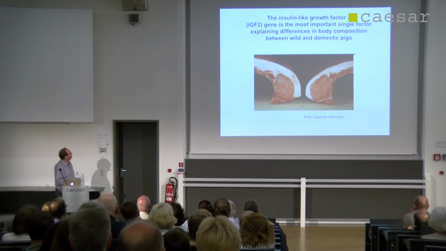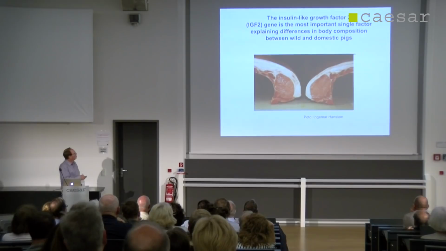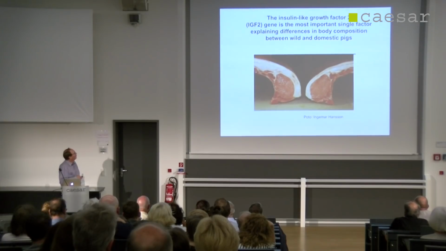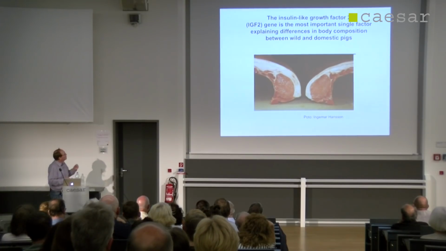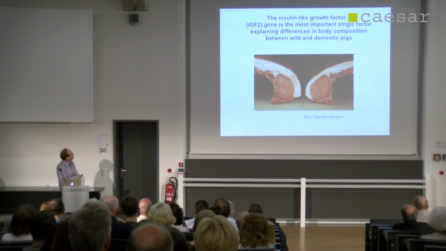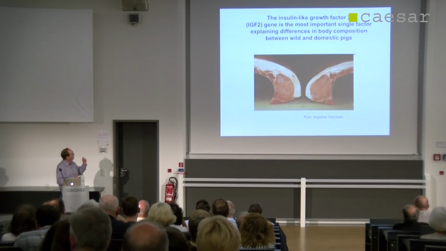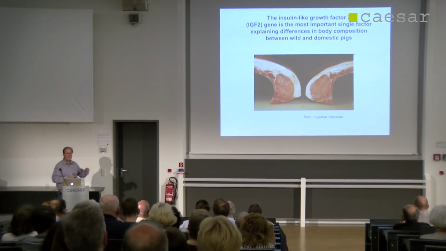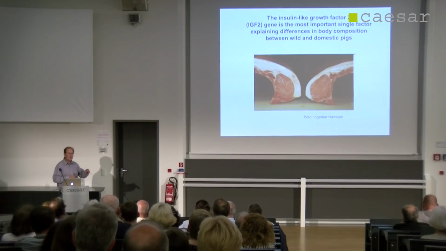So this is what has happened. If you take these pork chops from 1900 to today, you will see that this fat layer becomes thinner and thinner, and it becomes more and more muscle meat, so to speak. And what we showed in this study was that the most important single factor was a gene called IGF-2, which stands for insulin-like growth factor 2, one of the known growth factors in mammals. And we could show that depending on whether the pig got the gene variant from the domestic pig, they get 4 kilograms more meat and a bit less fat.